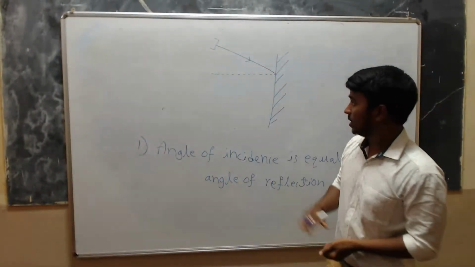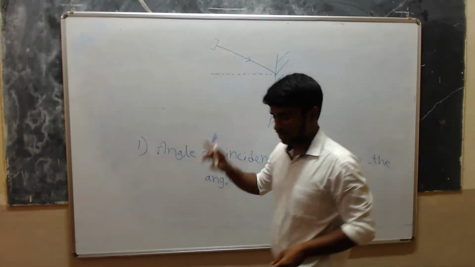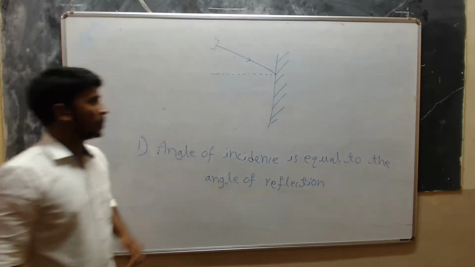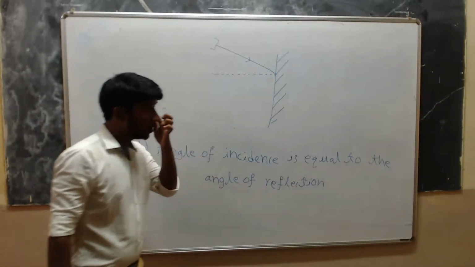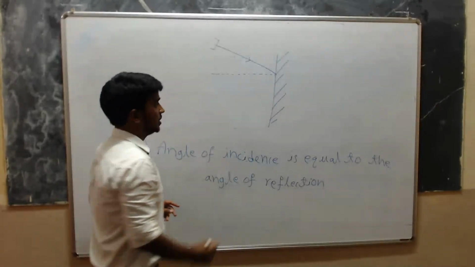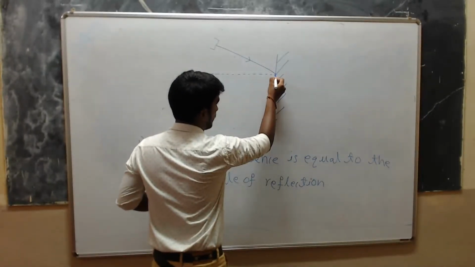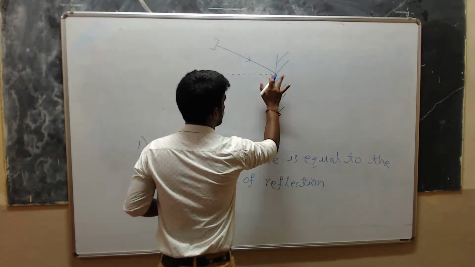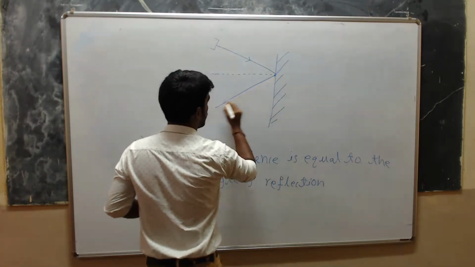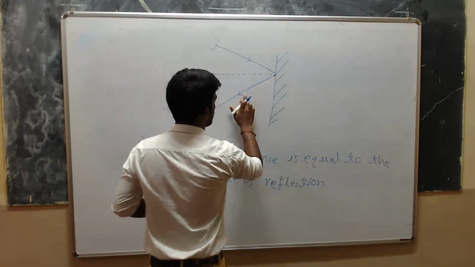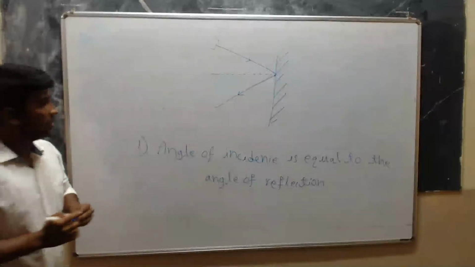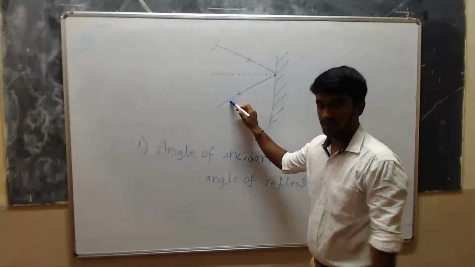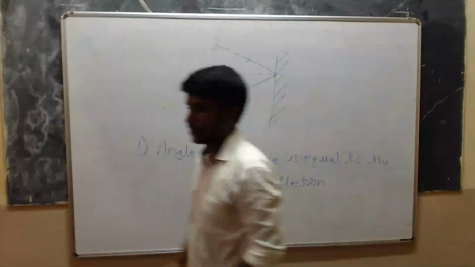Remember one thing here: this normal is always perpendicular to the reflecting surface. Next, when you pass light to an opaque object, it reflects back, right? Now it reflects like this. We call this the incident ray, this is the reflected ray, and this is the normal.